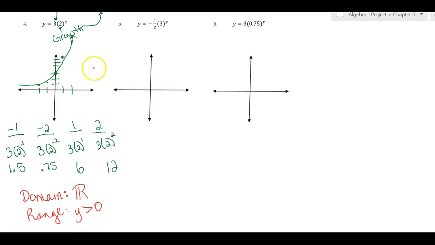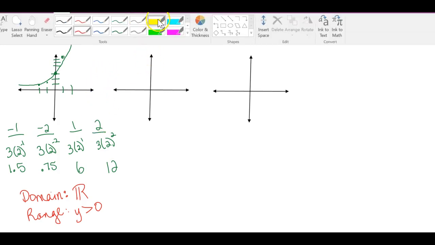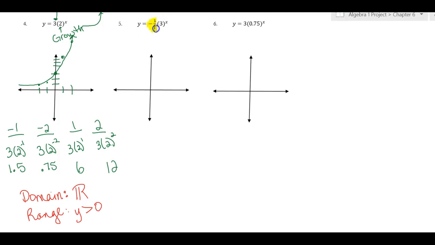Okay? All right, I'd like you to try 5 and 6 on your own. You know that this first number right here tells you where it's going to cross the axis, and then you're going to pick numbers and see what happens with it. So pick 2 numbers to the left, so we'll always do -1, -2, 1, and 2, and then we'll see where we go from there.